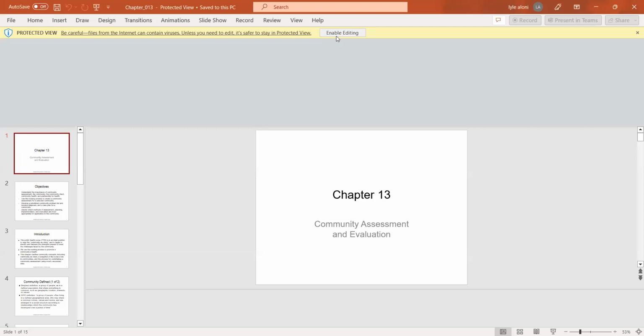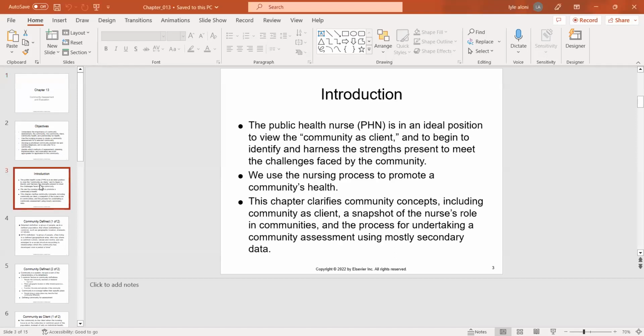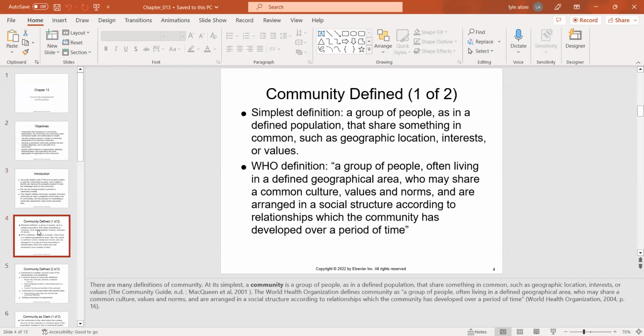So in chapter 13, it's community assessment and evaluation. When we're looking at a community, there are some different things that are important. For example, we're taking a look at the public health nurse, and we see our community as a client who was able to identify and harness the strengths present to meet the challenges faced by the community. We use the nursing process to promote a community's health. This chapter will go over some community concepts, community as a client, and the role that we as nurses play in it.